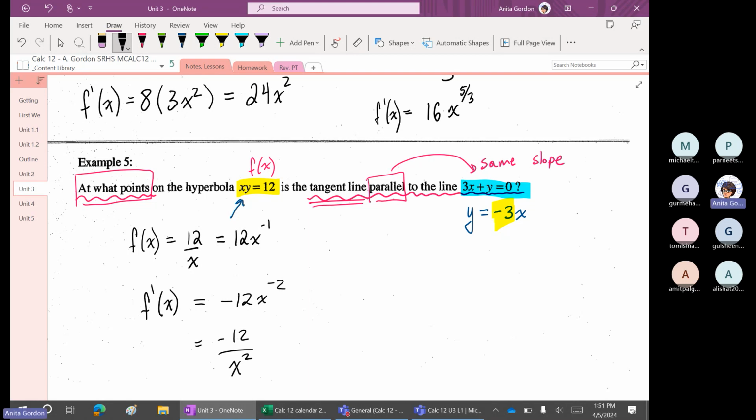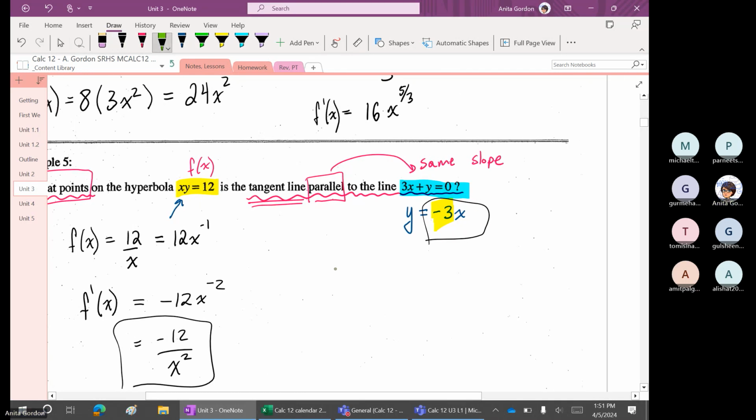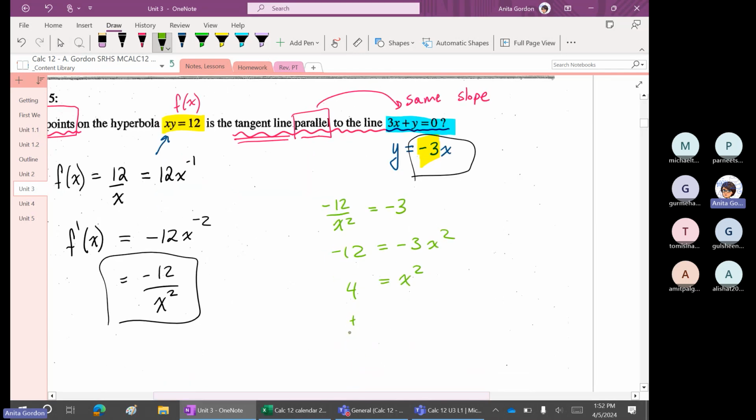Okay, so I want to know at what point is this equal to this? So let's put them equal to each other. -12 over x squared equals -3. What am I doing? Walk me through it, quick. Okay, so my values are plus or minus 2, right? This will be true at 2 points. X equals plus or minus 2.